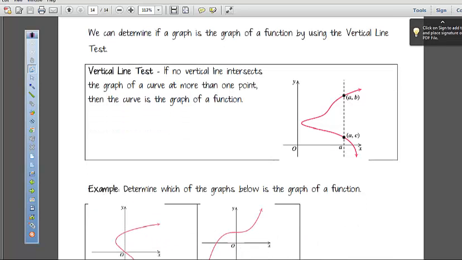Okay, we can determine if a graph is the graph of a function by using what's called the vertical line test. Okay, vertical line test. Oh, we're on the last page. The vertical line test is if no vertical line intersects the graph of a curve at more than one point, then the curve is the graph of a function. Why would a vertical line crossing our graph at more than one point violate the definition of function?